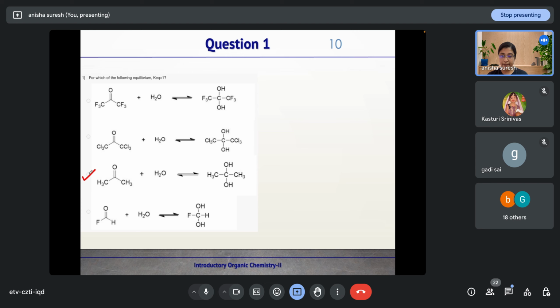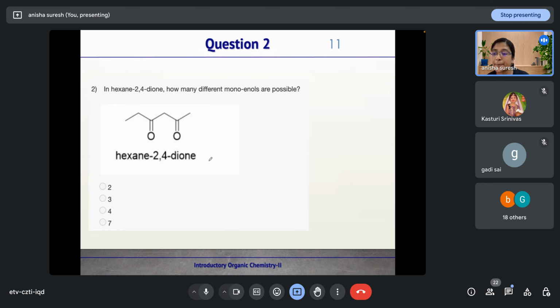So as we have discussed, acetone plus water giving this hydrate will have an equilibrium constant less than 1. Any doubts? If there are no doubts, we can move to question number 2.